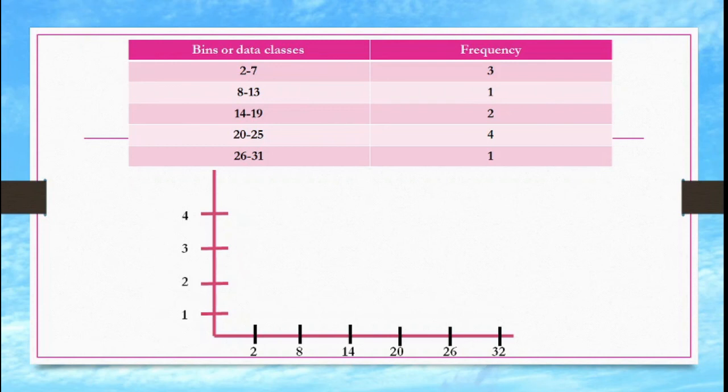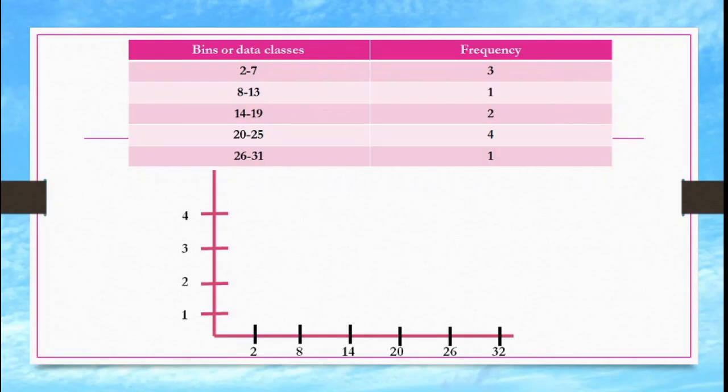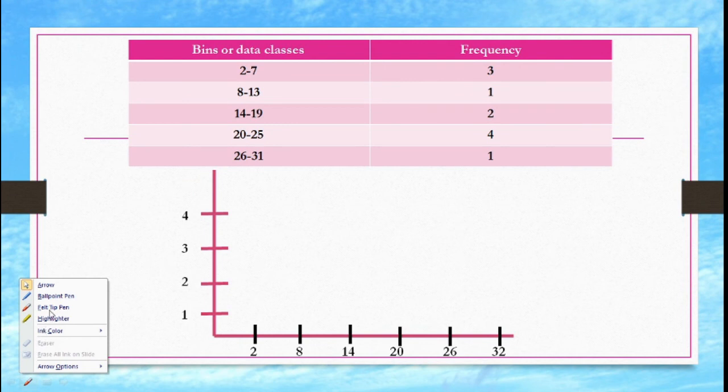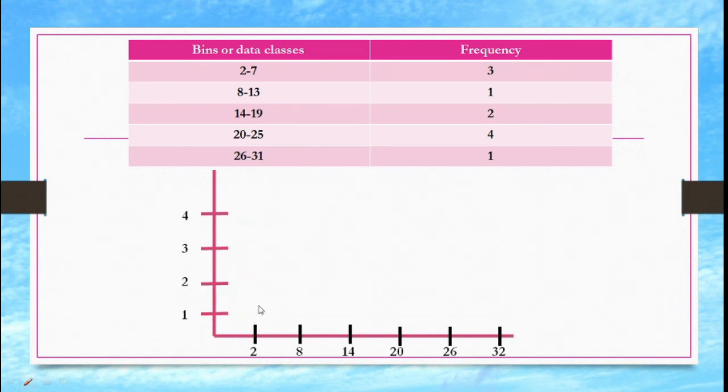Now let us check it. 2 to 7 there is 3. So what you will do, right, you have to do it by yourself. I will also help you. I will take a pen. Now I'll show you.